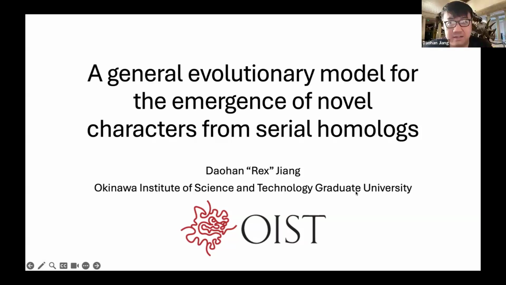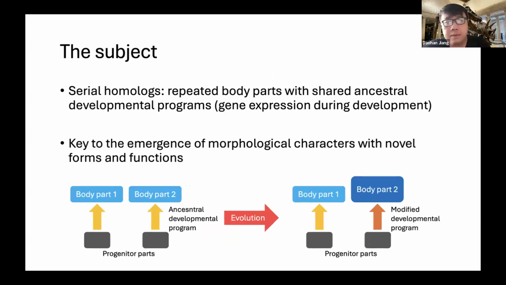Hi everyone. This is Rex. I'm glad to be here introducing our recent work, which is a general evolutionary model for the emergence of evolutionary novelties from serial homologs. Okay, the subject is serial homologs. They refer to repeated body parts of organisms with shared ancestral developmental programs. By developmental programs, we mean gene expression during development.